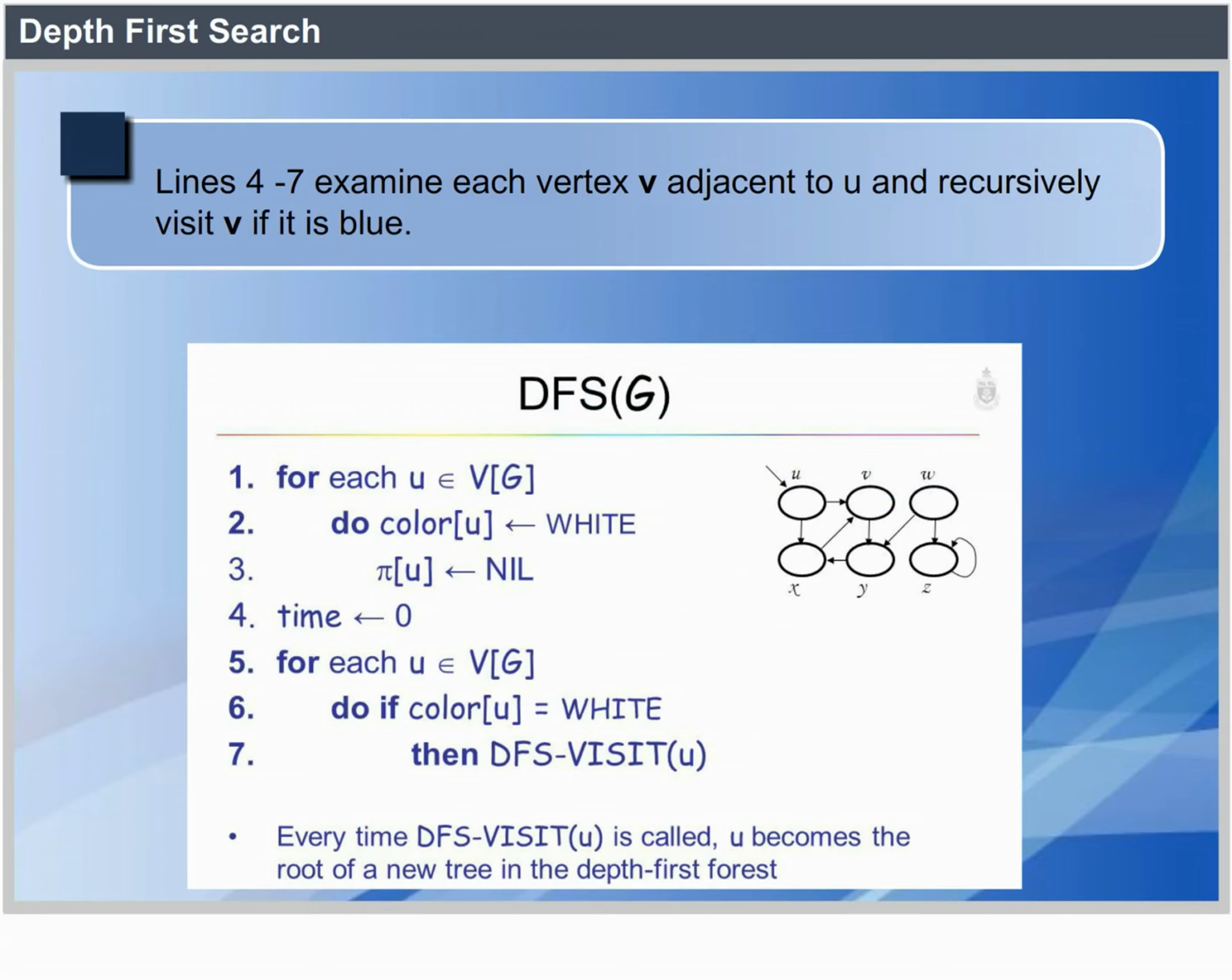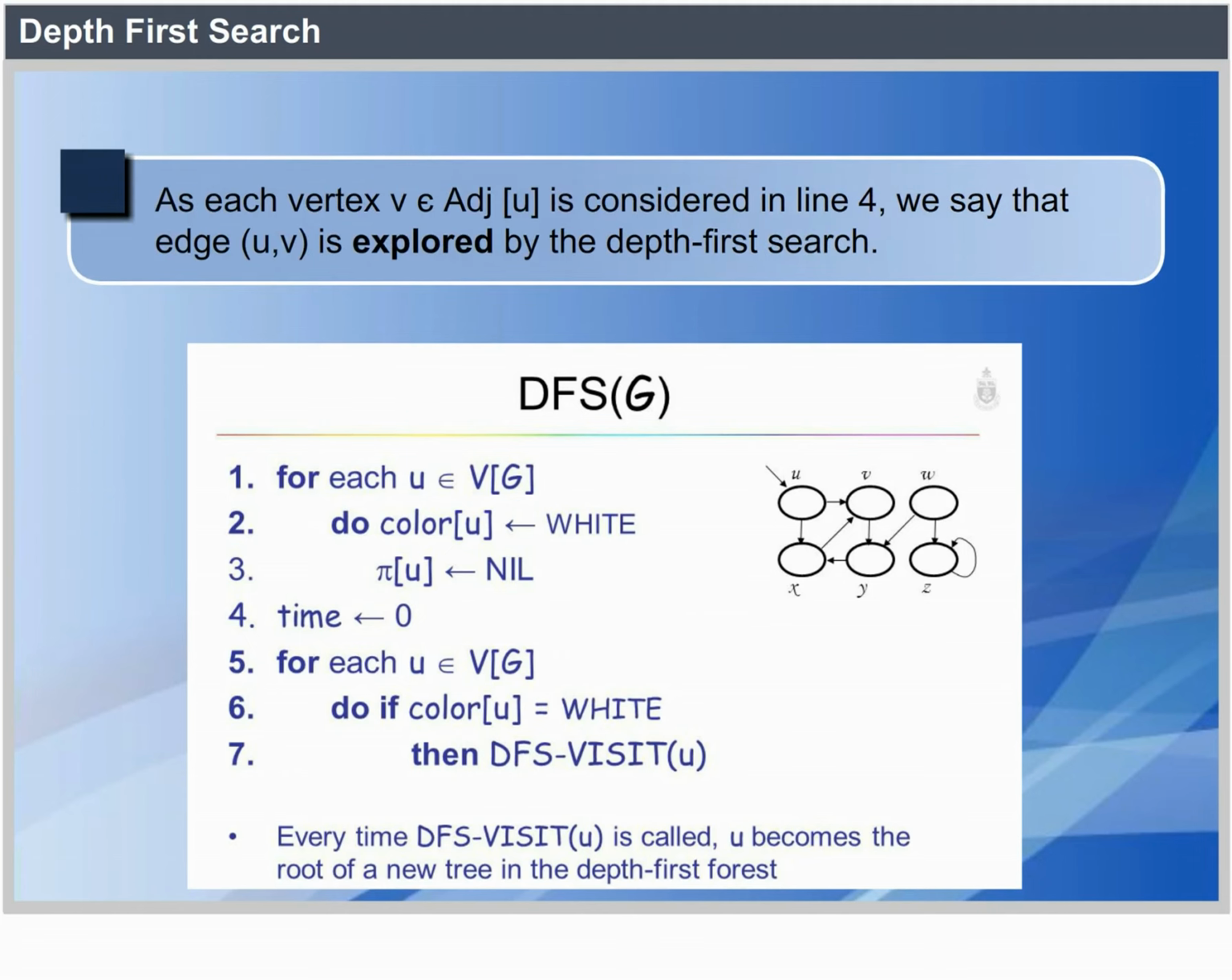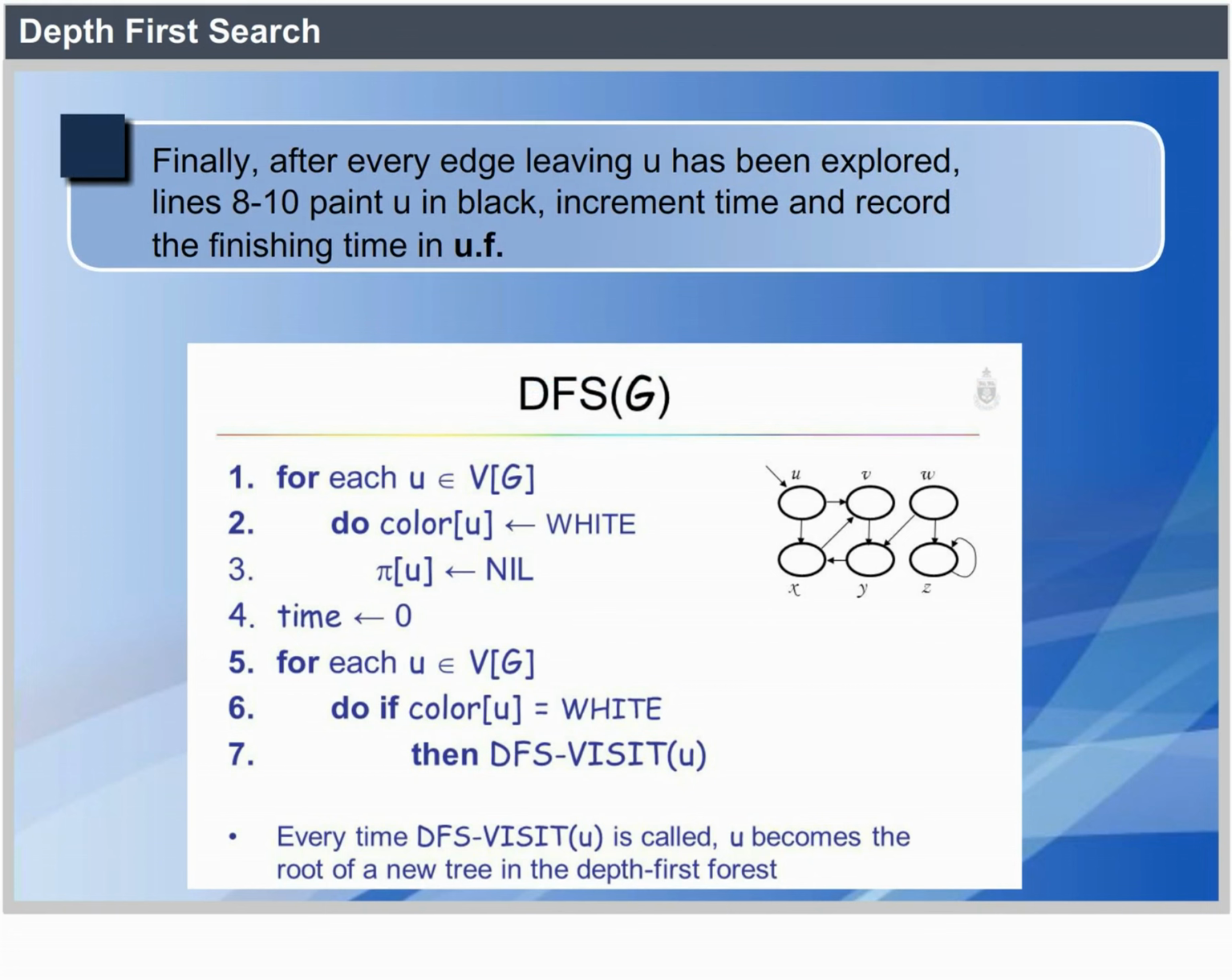As each vertex v belonging to Adj[u] is considered in line 4, we say that edge (u, v) is explored by the depth first search. Finally, after every edge leaving u has been explored, lines 8 to 10 paint u black, increment time, and record the finishing time in u.f.